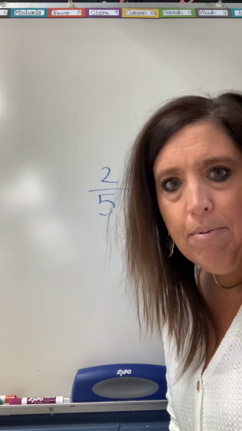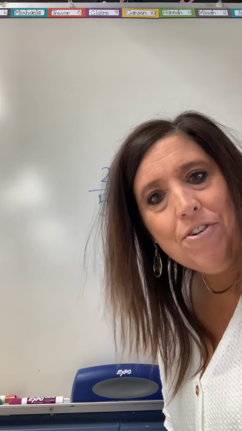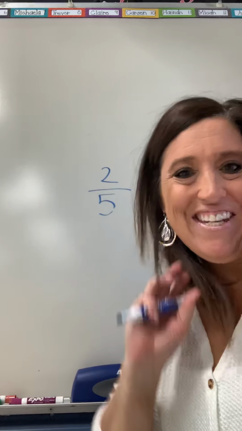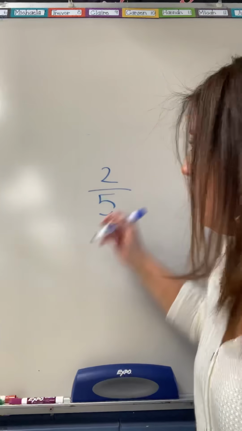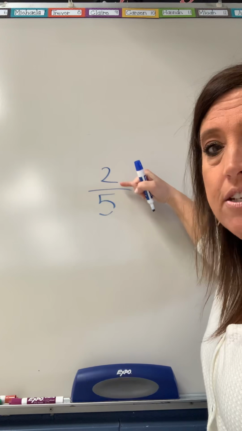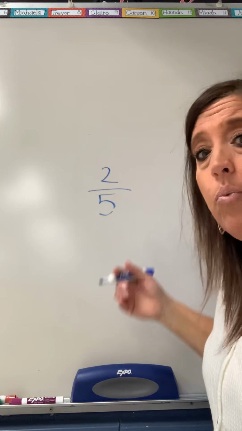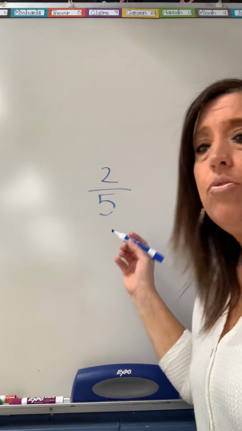Does anybody remember what that actually means? I know you can't talk back to me, but I'm so used to asking a class full of kids, so it's hard for me to get those habits out of my way of teaching. But when I have that fraction line there, it means divided by. So in other words, what we're saying here is 2 divided by 5. That's one way that you're able to figure this out.